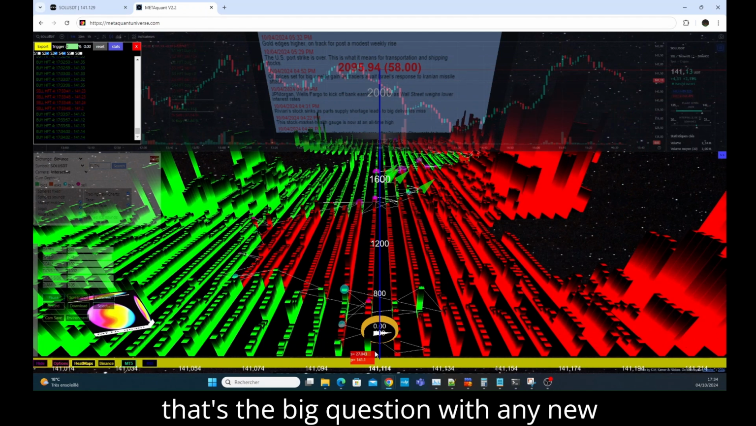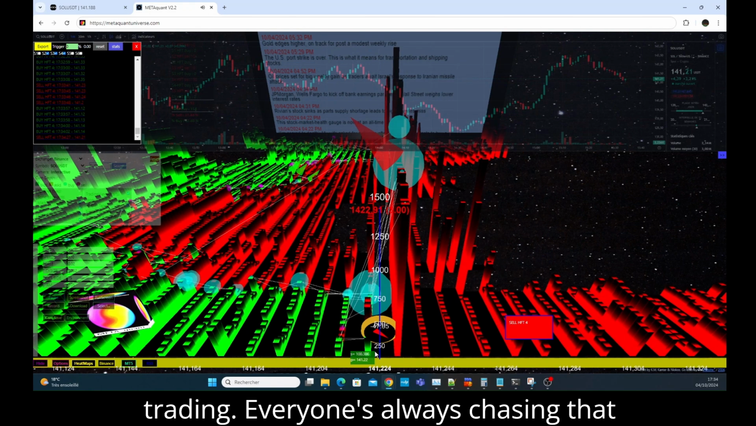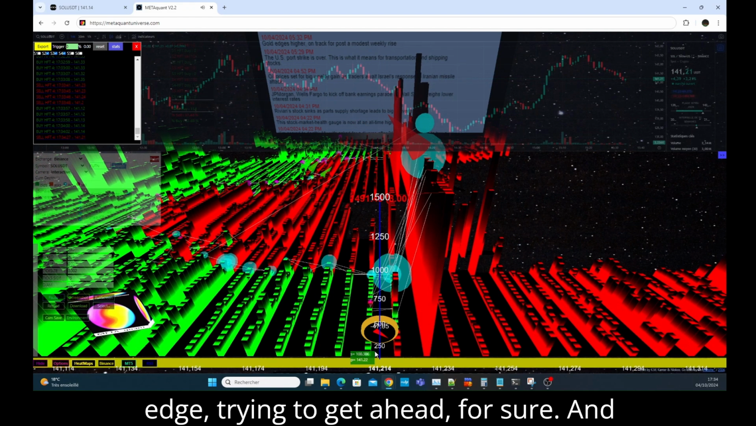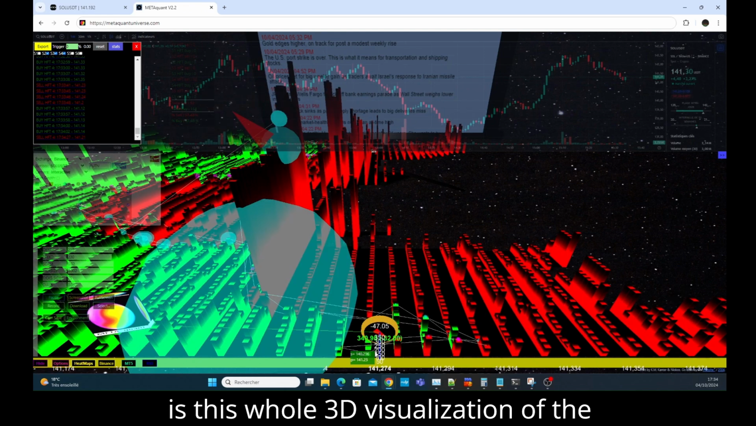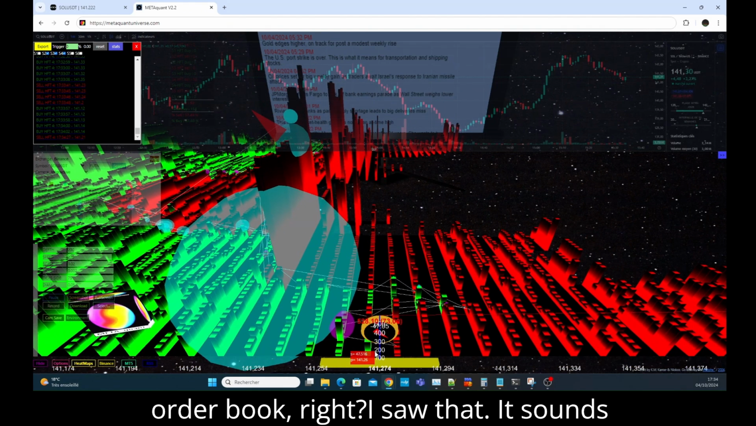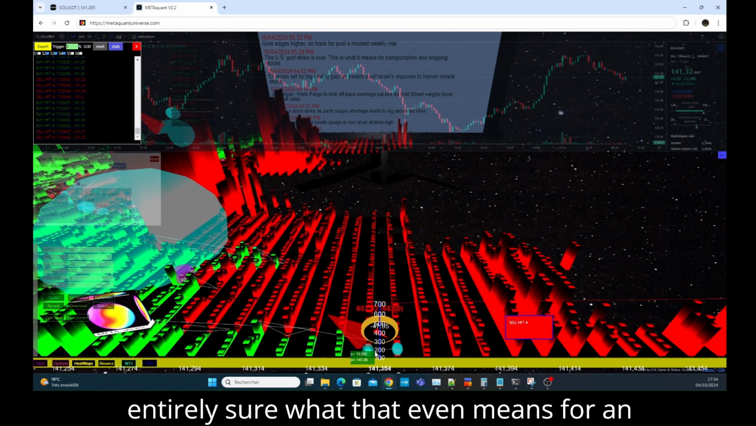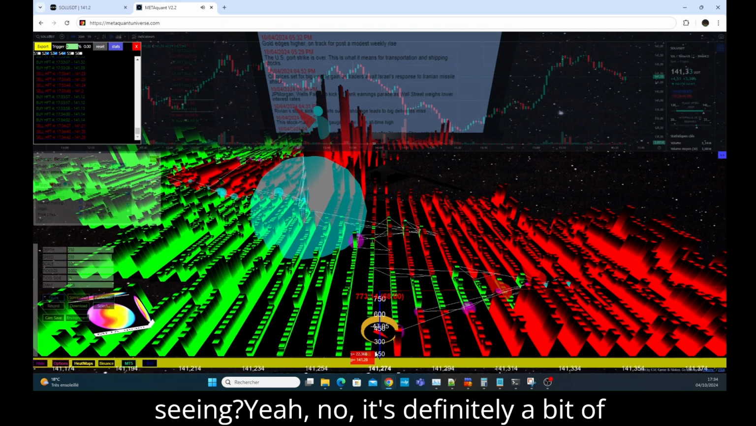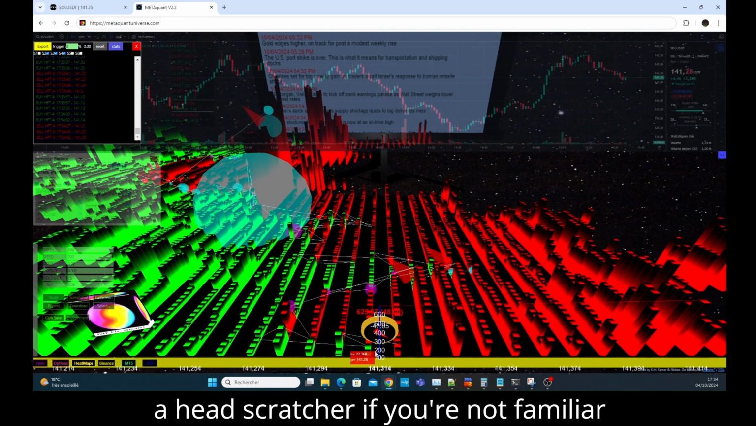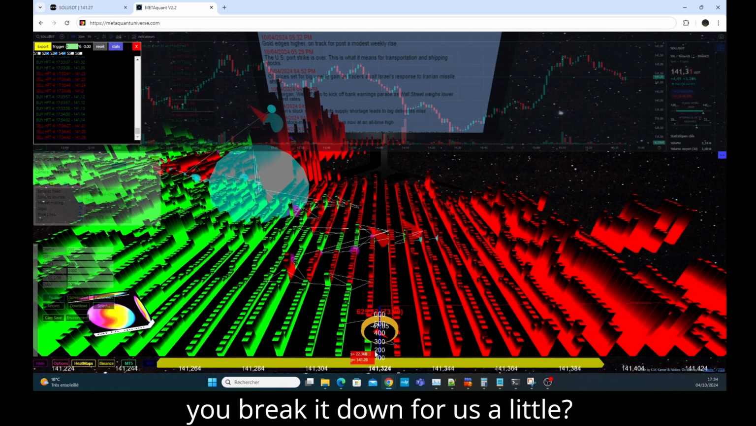Well, that's the big question with any new tech, isn't it? Especially in trading. Everyone's always chasing that edge, trying to get ahead. For sure. And one of the things they're really pushing is this whole 3D visualization of the order book. Right, I saw that. It sounds cool, but I'll admit I'm not entirely sure what that even means for an average trader. Like, what am I actually seeing? It's definitely a bit of a head scratcher if you're not familiar with the nitty-gritty. So could you break it down for us a little?